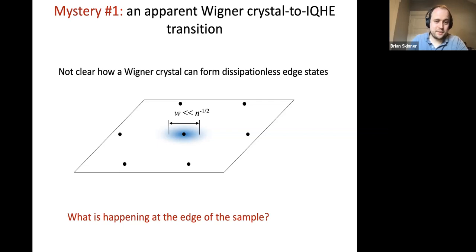And I think that resolving this mystery will probably require us to think carefully about what's happening on the edge of the sample, and whether it's possible for something that's a Wigner crystal in the bulk to have quantum Hall edge states on its sides. So that's mystery number one. I'm not going to proffer an explanation about it.